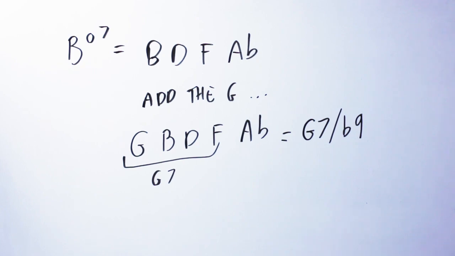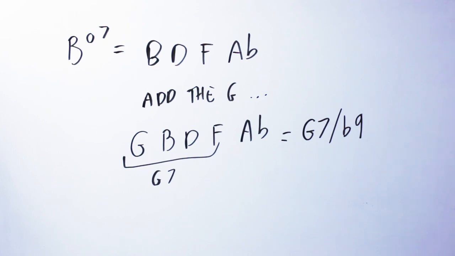This A flat is simply a flat 9. This full chord would be called G7 flat 9. It's an altered dominant chord, and it's very common in jazz, and it can be freely substituted with a diminished 7. So whenever you see a G7 flat 9, you can totally play a diminished chord, and it will work perfectly.